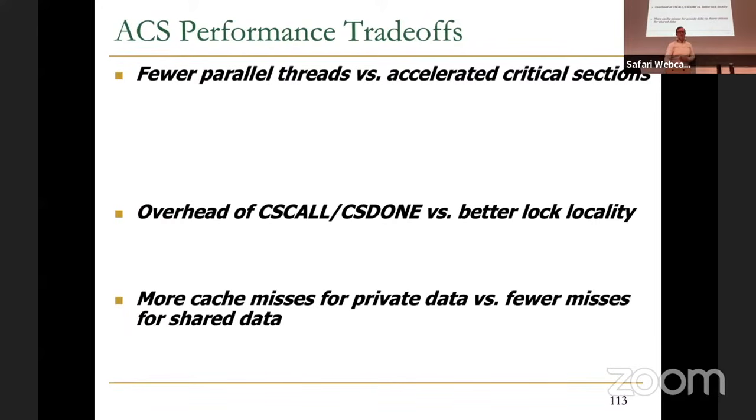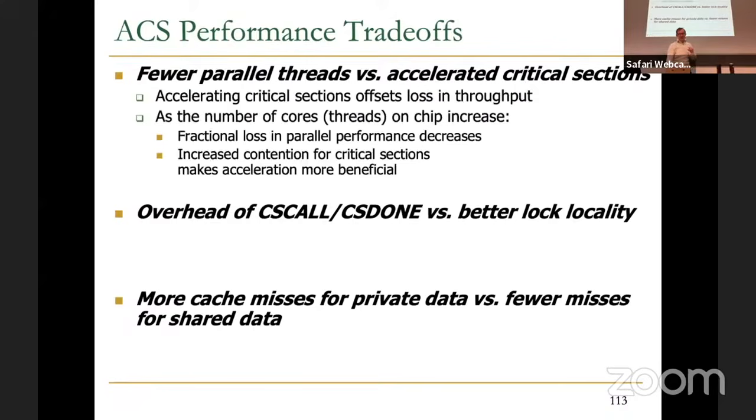So these are the performance trade-offs. With accelerated critical sections, you have fewer parallel threads because we're dedicating the large core for critical section execution. But on the upside, we're accelerating the critical section also. Right? So this is the trade-off. And what we see in results, unless you're extremely area constrained, accelerating critical sections offsets the loss in throughput.